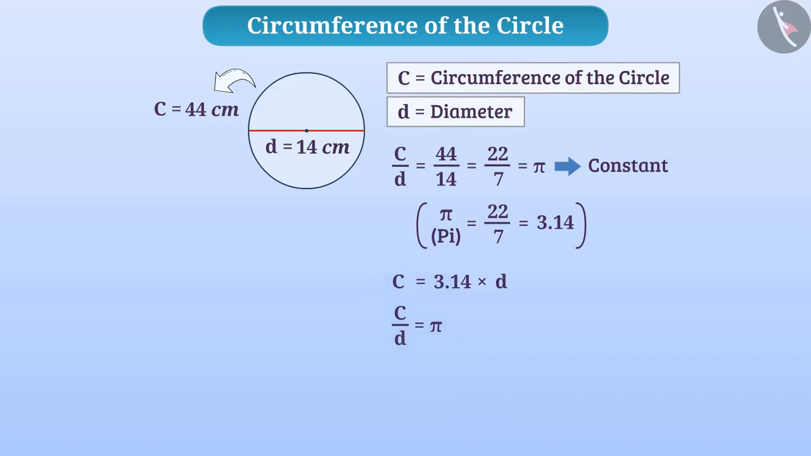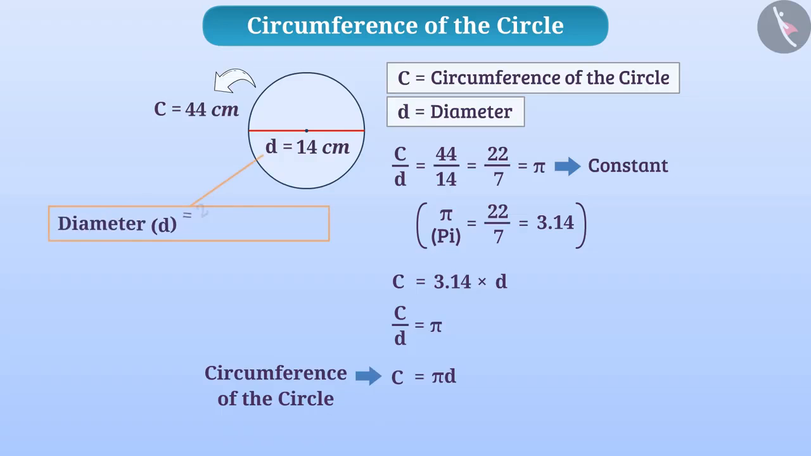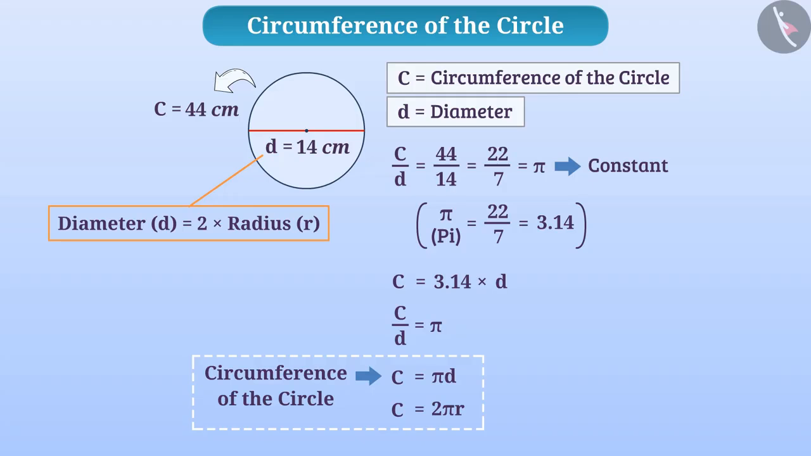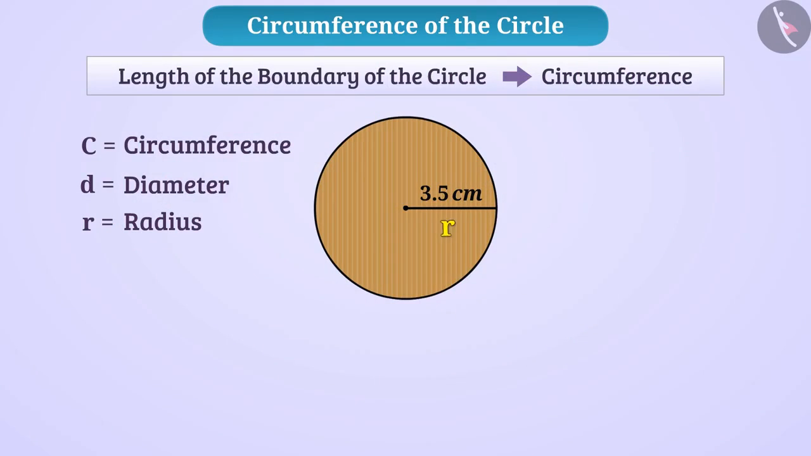This gives us the formula to find the circumference of a circle. C is equal to pi d. Since the diameter is twice the radius, that is, d is equal to 2r, we can write the same formula as C is equal to 2 pi r. This formula is very useful for finding the circumference of a circle. Like here, the radius of the circle is 3.5 cm, so the circumference of the circle will be C is equal to 2 multiplied by 22/7 multiplied by 3.5 cm, which is equal to 22 cm.